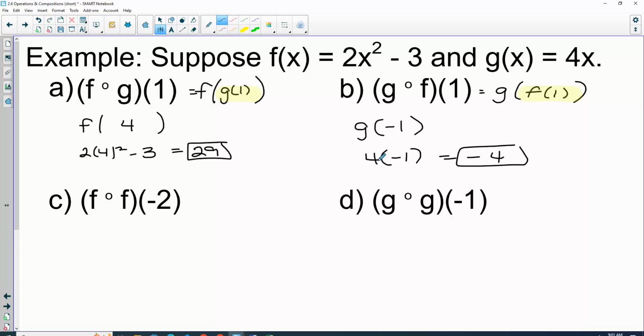You could also put into the same function repeatedly. If I ask for f of f of negative 2, so if I put negative 2 into f, negative 2 squared is 4 times 2 minus 3. Okay, so that f of negative 2 turns into a 5. And then if I put a 5 in, 25 times 2 is 50 minus 3 is 47.